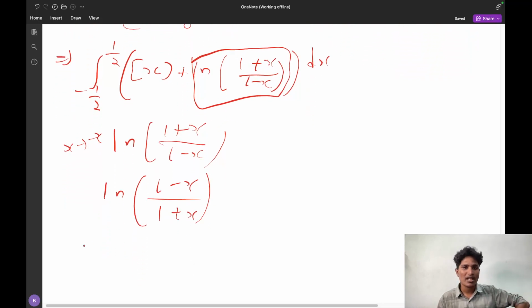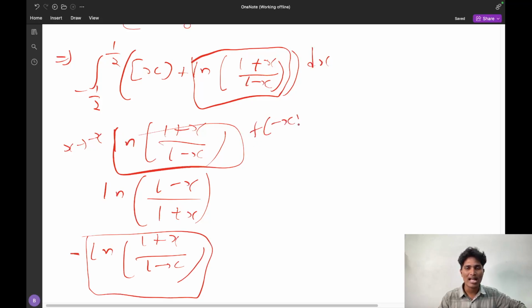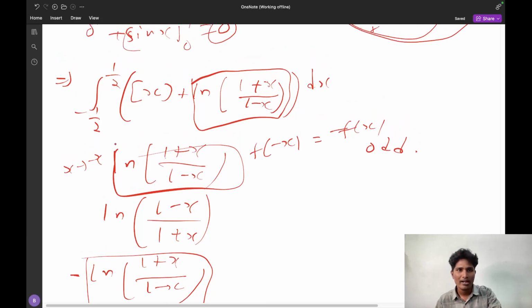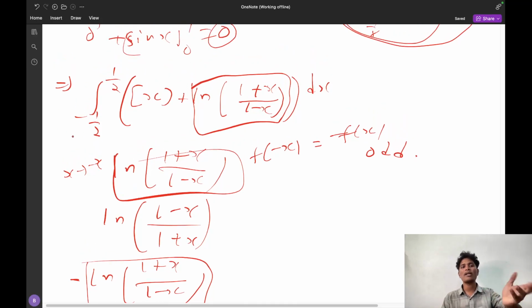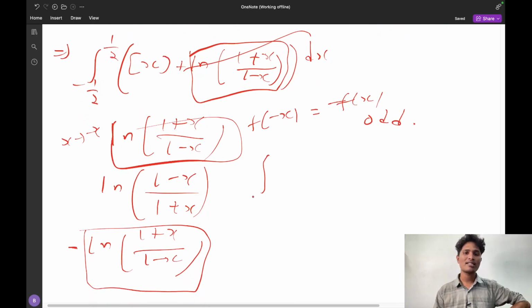But if you observe carefully, this is minus ln of (1 plus x) divided by (1 minus x). So this is the actual function we got. When I substitute f of minus x, I get minus f of x. So this is an odd function. When I apply the minus a to a property, since this is an odd function, everything will be cancelled except the step x. So the answer is the integral from minus 1 by 2 to 1 by 2 of step x dx.